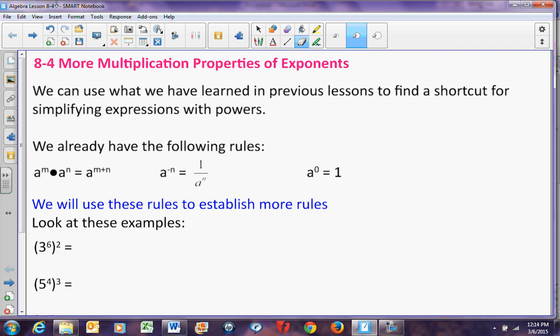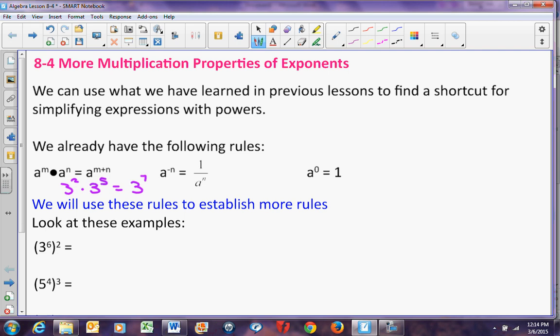a to the m times a to the n is the same thing as saying a to the m plus n. Which in other words means if we multiply two numbers that have the same base together, we can add their exponents. For example, 3 to the second times 3 to the fifth becomes 3 to the 2 plus 5, or 3 to the 7th.